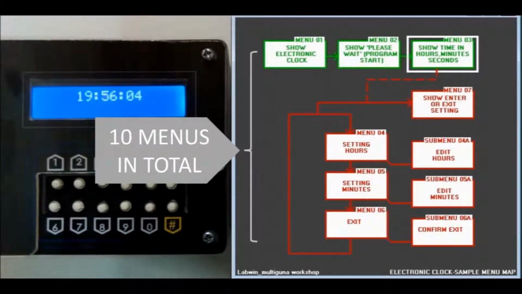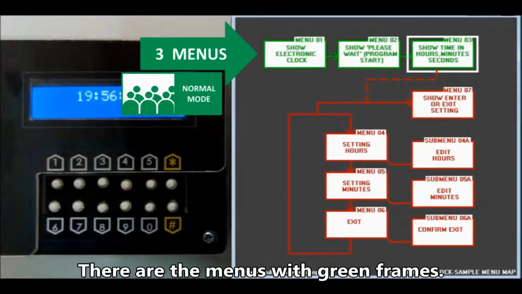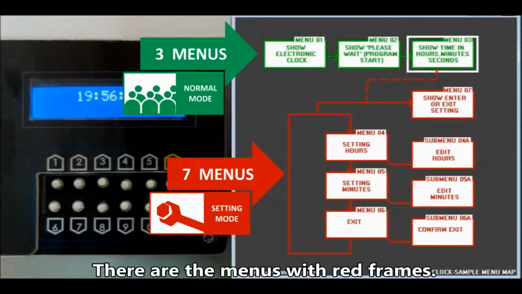So, for our electronic clock here, we have drawn 10 menus in total. 3 menus for normal mode, which are the menus with green frames. And 7 menus for setting mode, which are the menus with red frames. And this is the circuit.